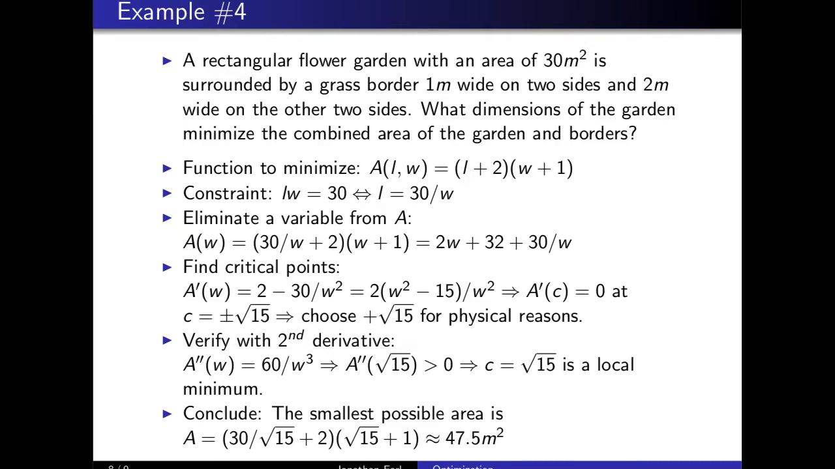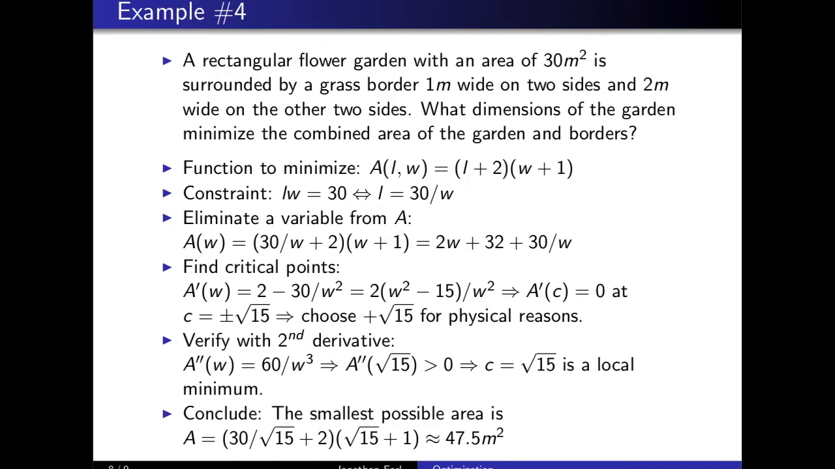And when we find our critical points, we'll get that the derivative is going to be 2 minus 30 over W squared, or 2 times W squared minus 15 all over W squared. So a couple of critical points. The first thing that we see is that our derivative doesn't exist at W equals 0. We'll ignore that one for physical reasons. And the reason that we will ignore it is because if W was 0, that doesn't make any sense. It would mean that the width of the garden was 0 meters.